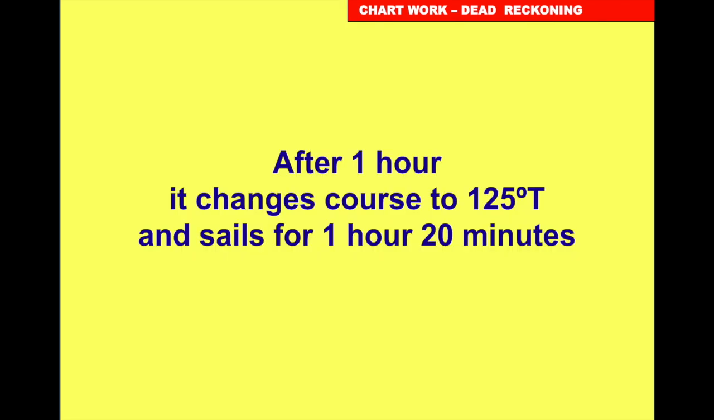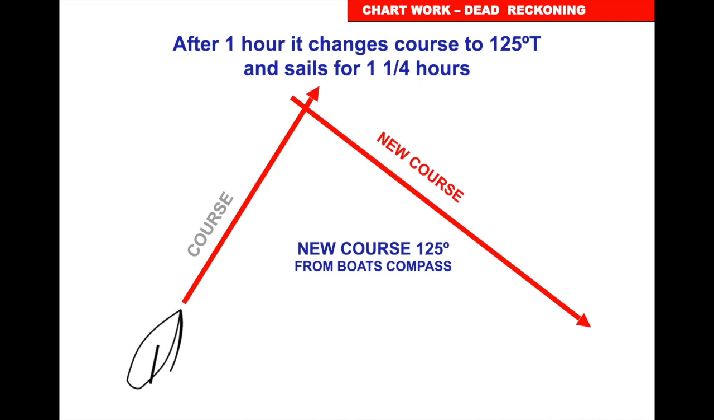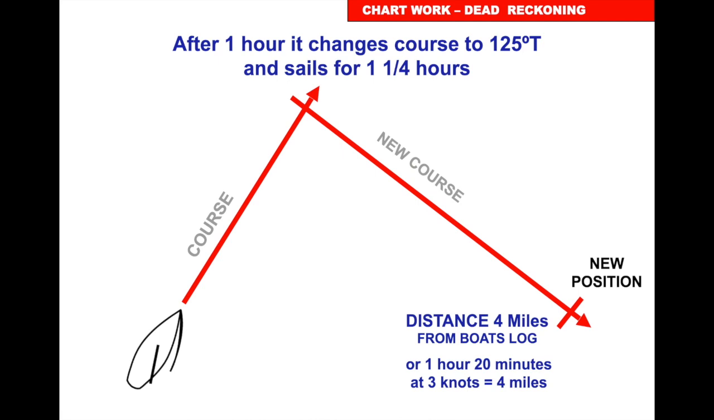After an hour, if it changes to 125 degrees true and sails for another hour, 20 minutes, we then put a new course on, a new line on, which is 125 degrees true, 1⅓ hours. So pop it on with your plotter on the chart and then work out how far we've gone. So 1 hour 20 minutes at 3 knots is 4 miles. Measure 4 miles from the side of the chart, mark it off with a line that's perpendicular to our line, which is the symbol for DR or dead reckoning, and that will be our new position.